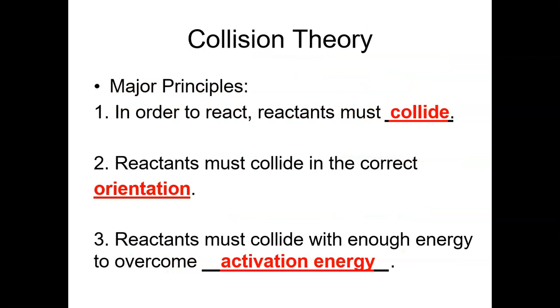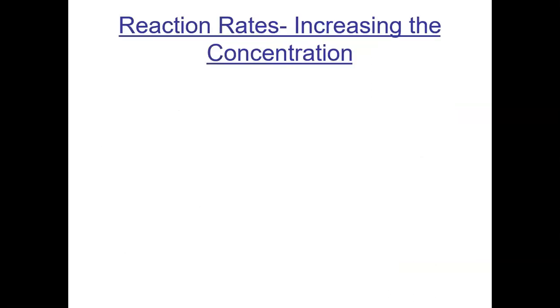Now, in order to understand reaction rates, we have to understand collision theory. So collision theory has 3 major principles. First of all, in order to react, the reactants have to collide. If the reactants are really far away from each other, they can't possibly have a reaction. Additionally, they have to collide in the correct orientation, and they have to collide with enough energy to overcome activation energy. You might remember learning about activation energy in biology when you talked about enzymes.